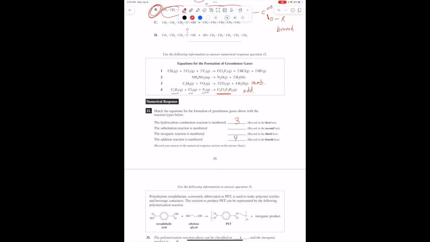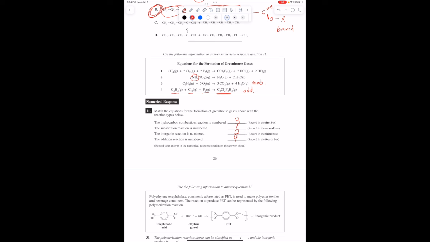The inorganic reaction is numbered. Yeah, which one's inorganic? Because it's not even in this unit. Yeah, we got ammonium here. That was never in the organic unit. So that's number two. And then substitution is going to have to be number one.